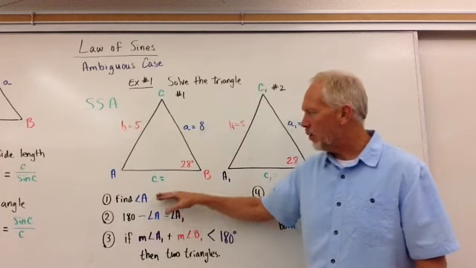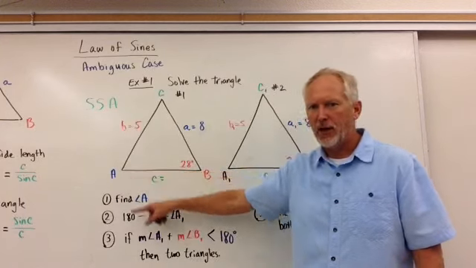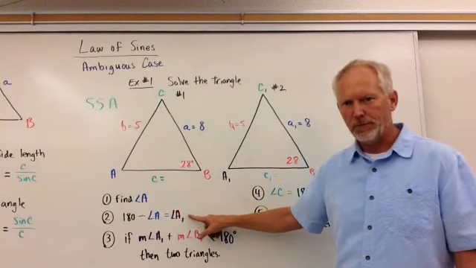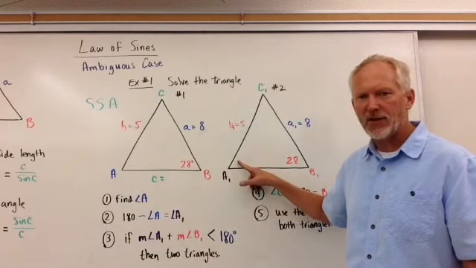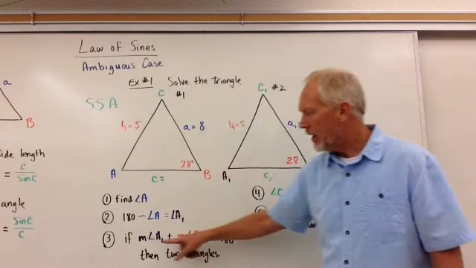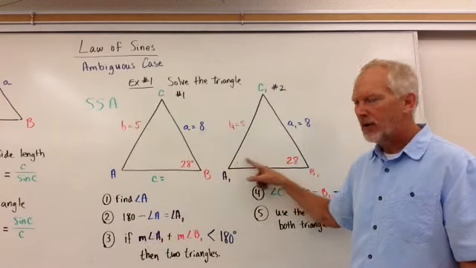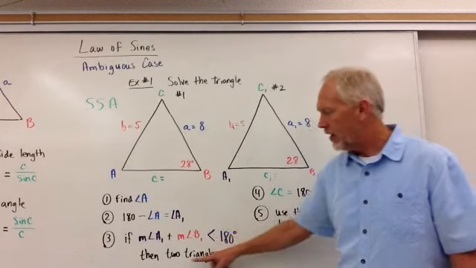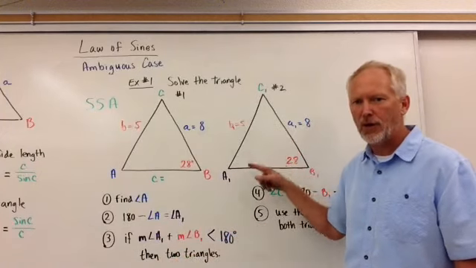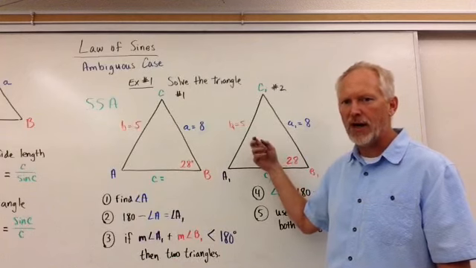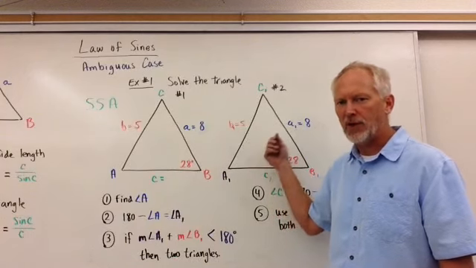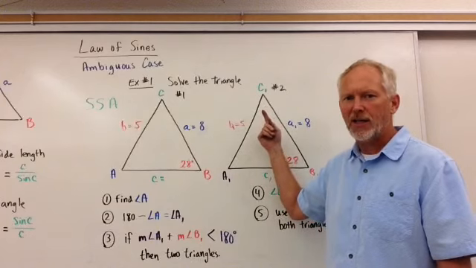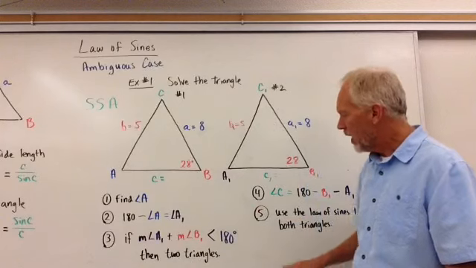The second thing is, once we find that measure of angle A, we're going to take 180 degrees and subtract it, and that will equal our new angle A in the second triangle. Then, if the measure of this angle plus this angle is less than 180 degrees, then a second triangle can be created. Because all the interior angles have to add up to 180, and if it's less than 180, that means C could exist. If it's greater, then C can't exist, and we don't have a second triangle.